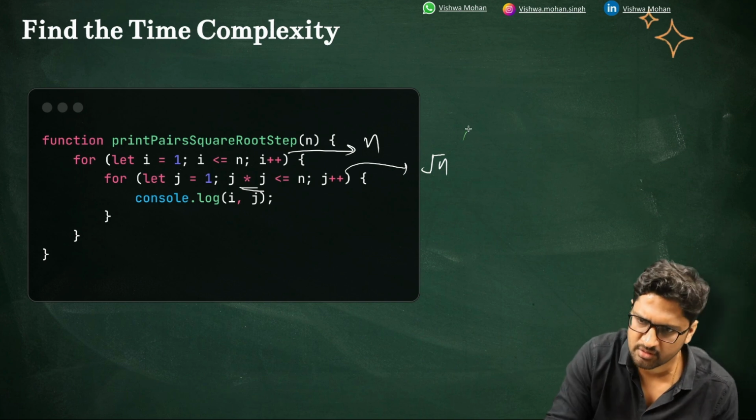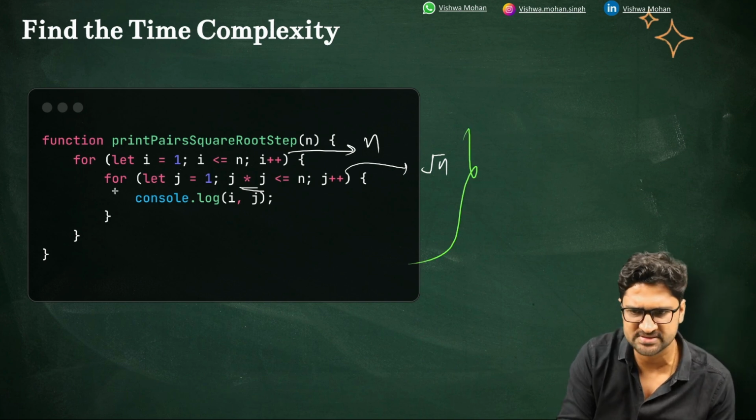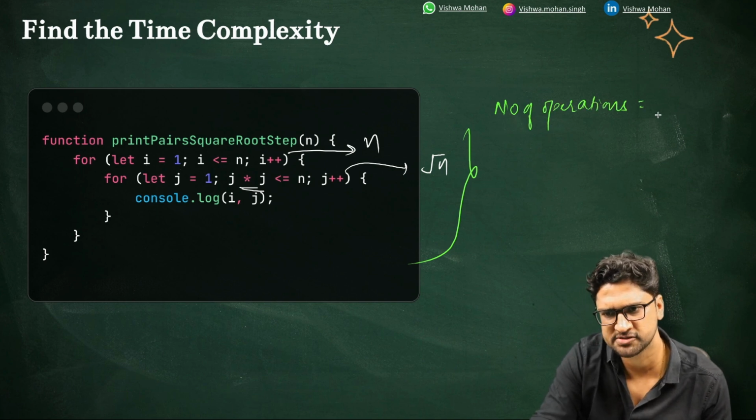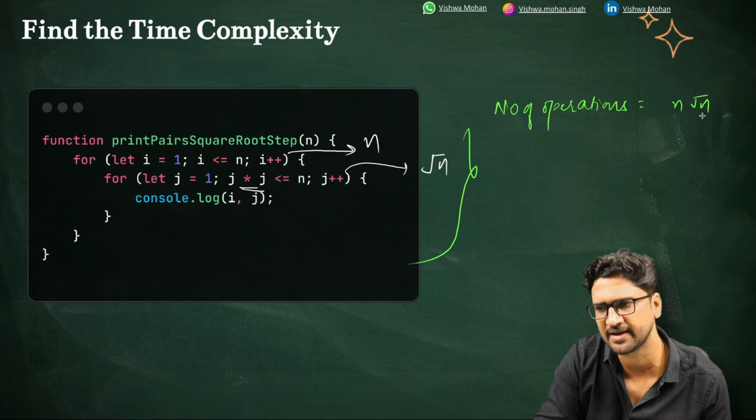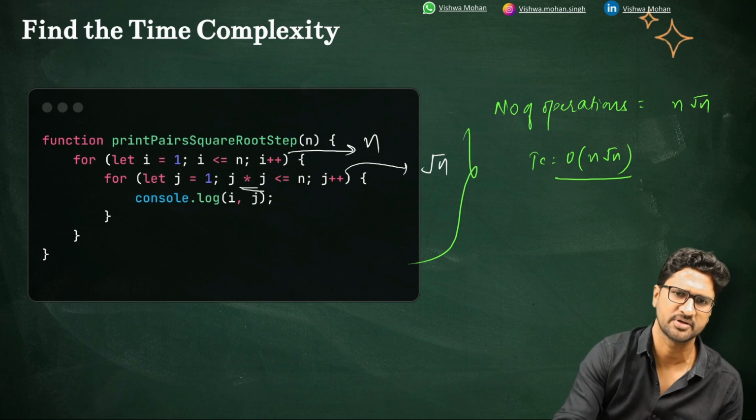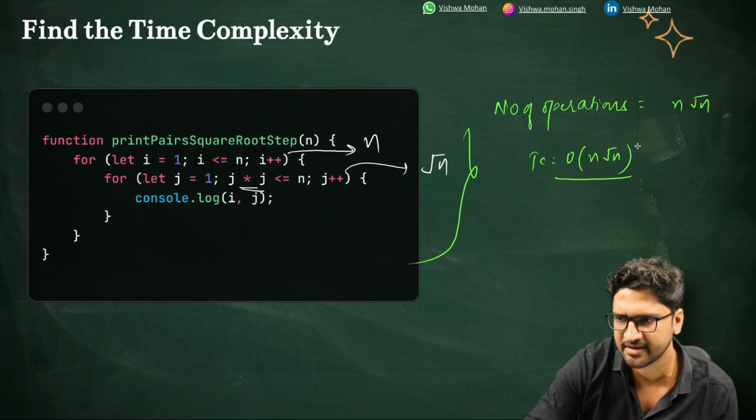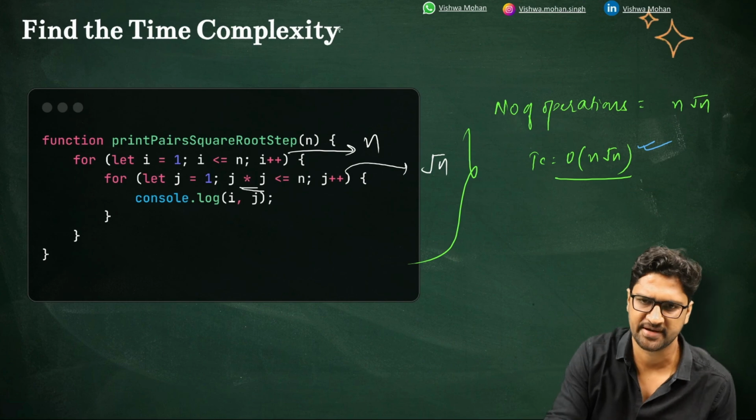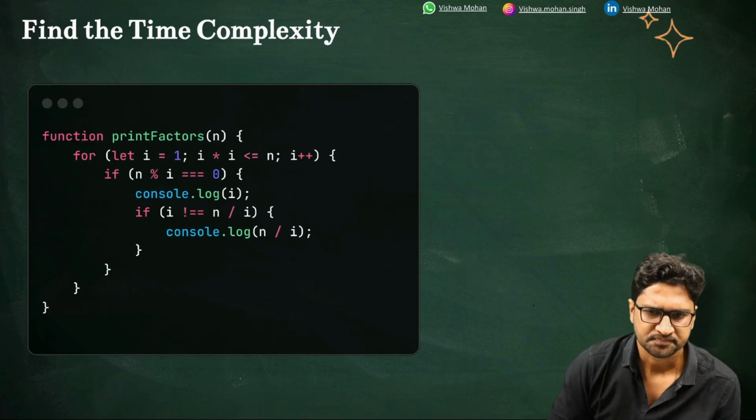So in totality, since one loop is inside another, the number of operations will be equal to n root n. So the time complexity will be equal to order of n root n. The time complexity here will be the order of n root n. Am I clear? Make sense? Fair enough. Let's move to another question here.